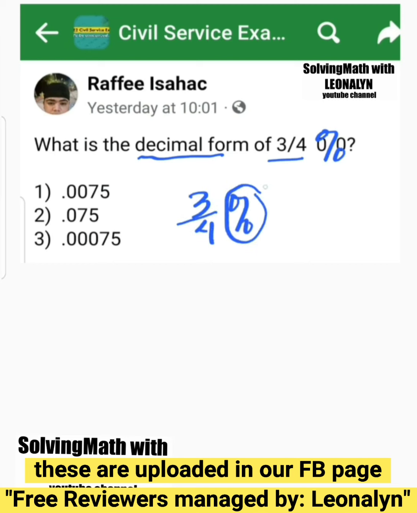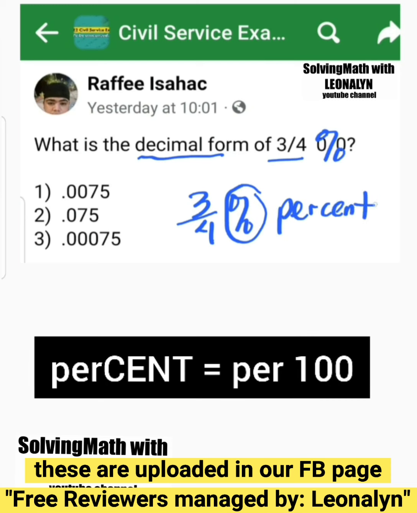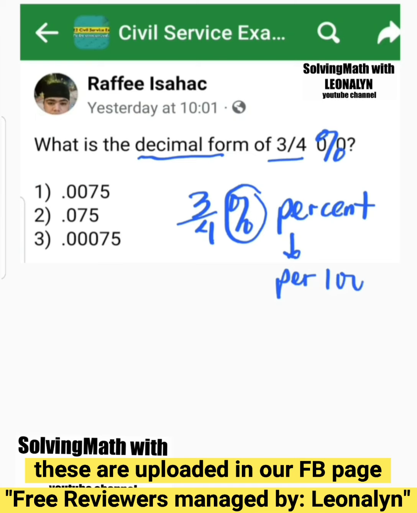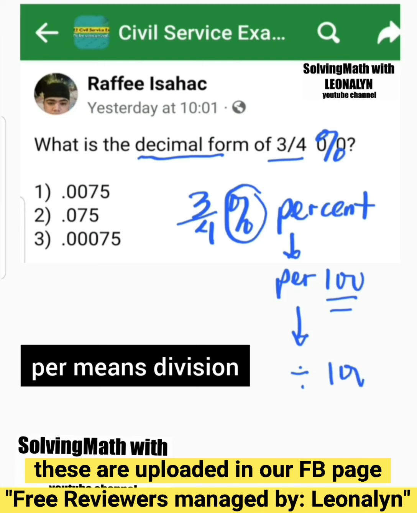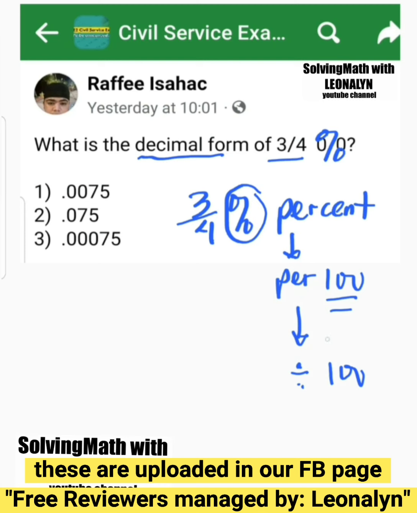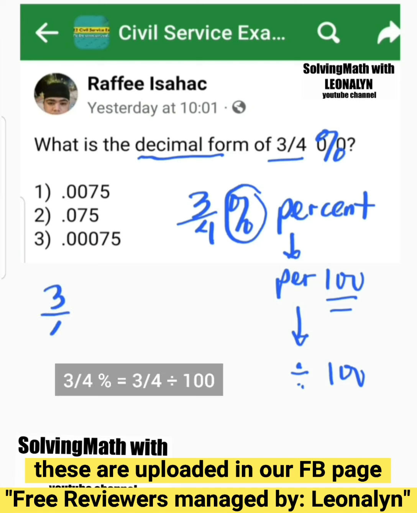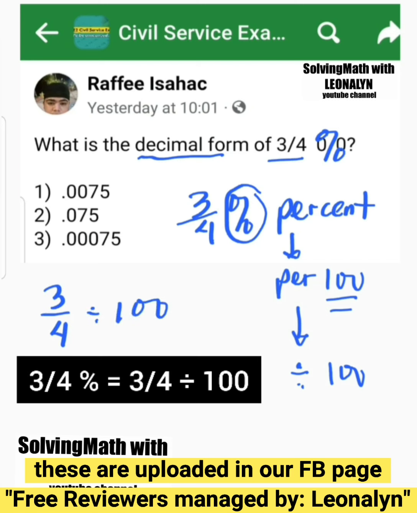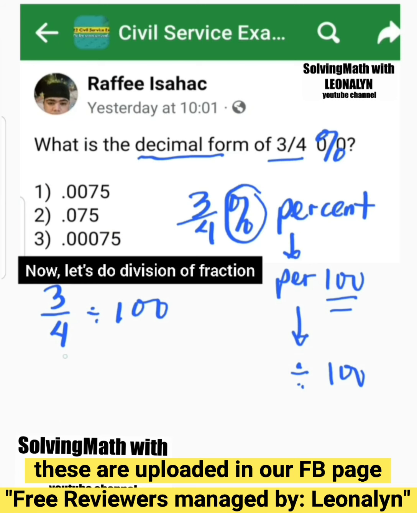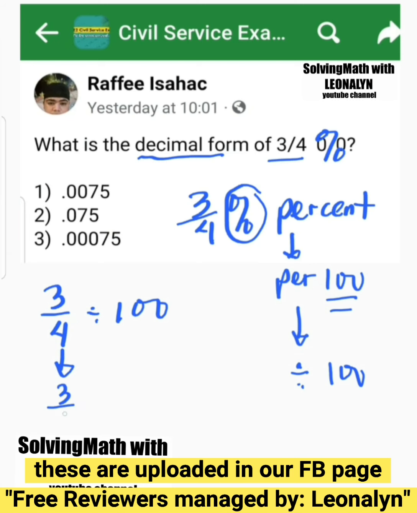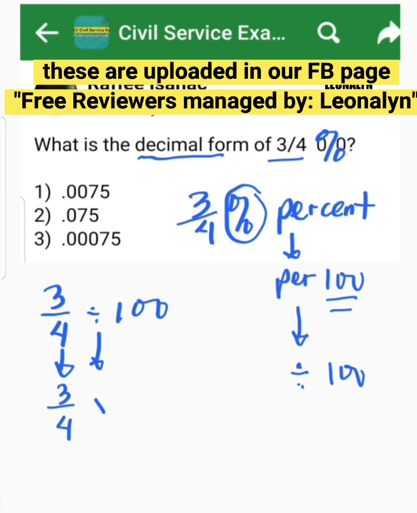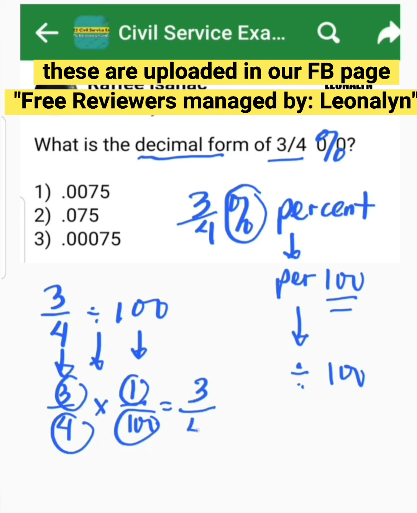3/4%. When we say percent, per 100. Per means divided by 100. Per 100 means divided by 100. Therefore, 3/4 divided by 100. Now let's do division of fraction. Copy 3/4. And division maging multiplication. Divisor reciprocal. 3 times 1 equals 3. 4 times 100, this is 400.